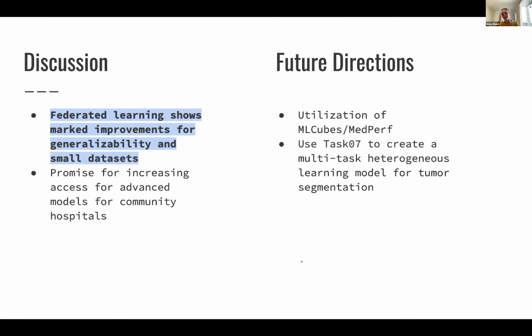So some future directions we were thinking about, but haven't quite done yet, is the utilization of ML-cubes and MedPerf to continue this benchmarking and standardization process, as well as using TASC-07 to segment for actual tumors in the pancreas.